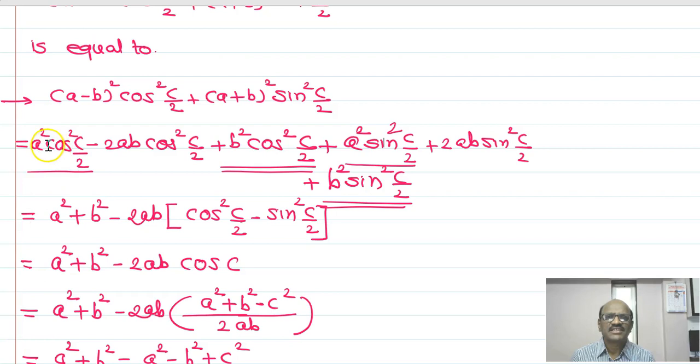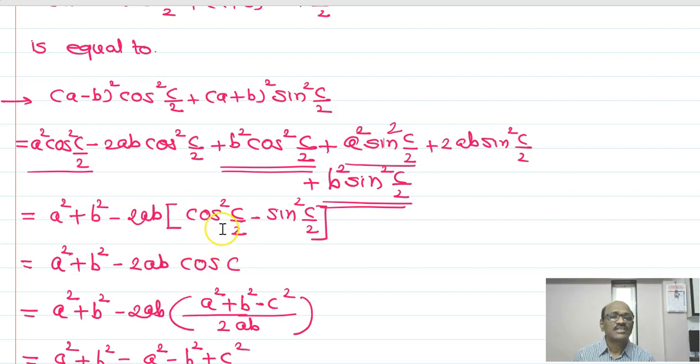Now take the similar terms. Take a² as common, then in the bracket you will get cos²(C/2) + sin²(C/2), whose value is 1, therefore here it is a². Next, b² cos²(C/2) and b² sin²(C/2), take b² as common, the value is again 1, so b². Next, -2ab cos²(C/2) and +2ab sin²(C/2), take -2ab as common, so a² + b² - 2ab. But what is the value of this? That is cos²(C/2) - sin²(C/2), that is cos C.